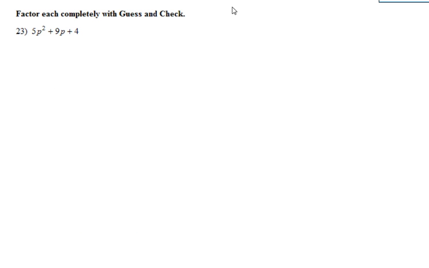And then there's the guess and check problems. How do you know it's a guess and check? It looks like a trinomial, except it's got this leading coefficient right here of 5. So we have to start thinking of some numbers that might multiply to 5, and really there's only one option. It's 5 times 1. So we know this has to start 5p and p right there. Why? Because 5p times p is 5p squared. What do we guess for this part over here?